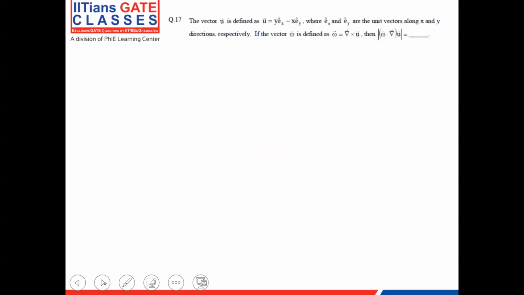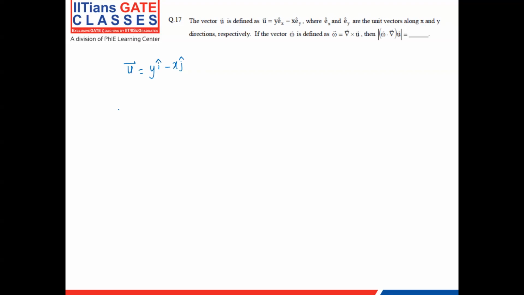Coming towards next question. This question is from the vector calculus. What they are asking in this is the vector u bar is defined by y ex, ex means we can say i minus xj. So we can write in our simpler format, we can say yi minus xj, where this ex and ey are the unit vectors in x and y direction. So we can convert them into i and j form.